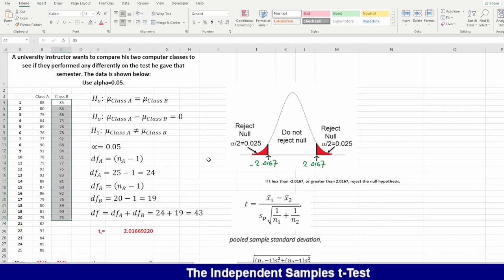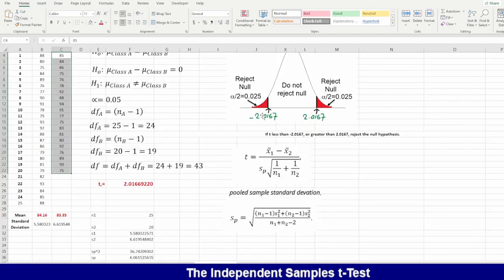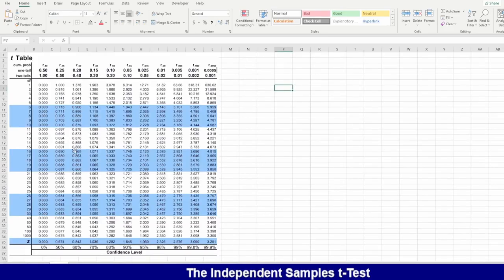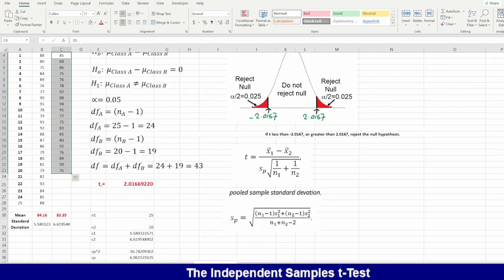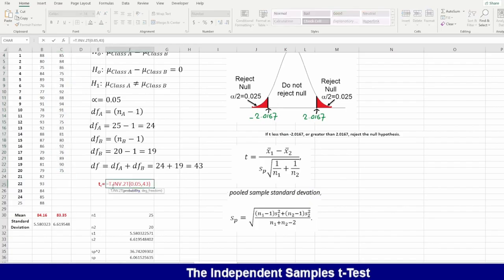The first step is to calculate the critical value. I can find that in t tables, but I can do it directly using Excel. This is the command, T.INV.2T, and I put in the probability and the degrees of freedom.